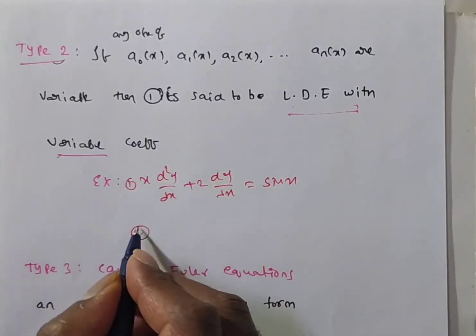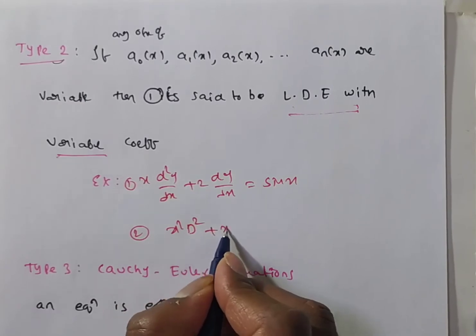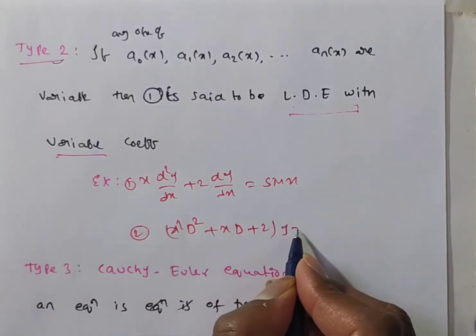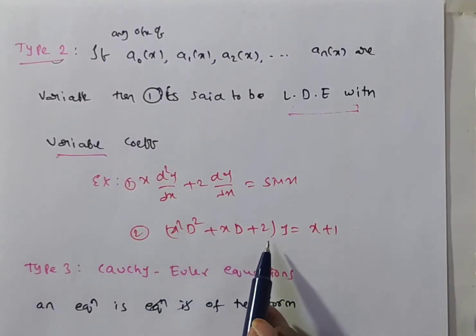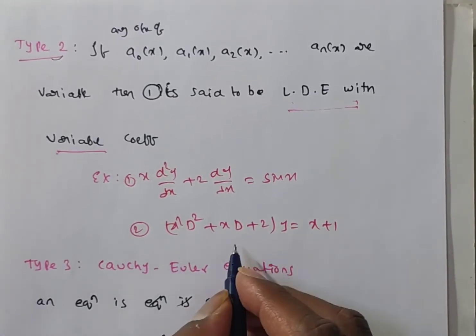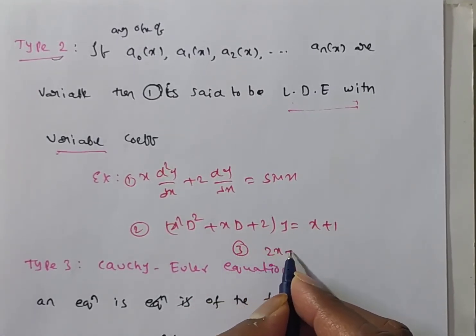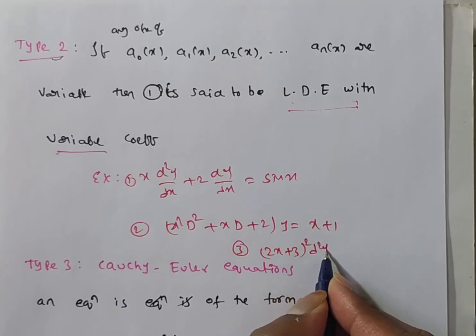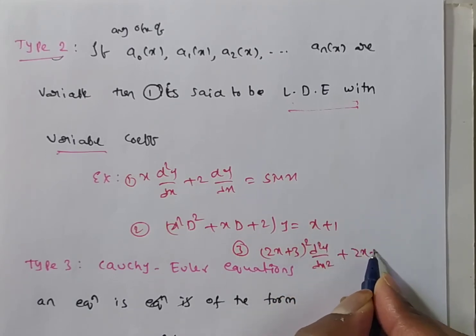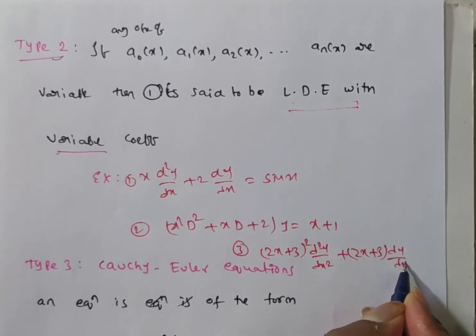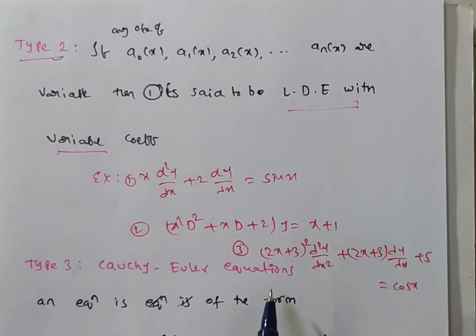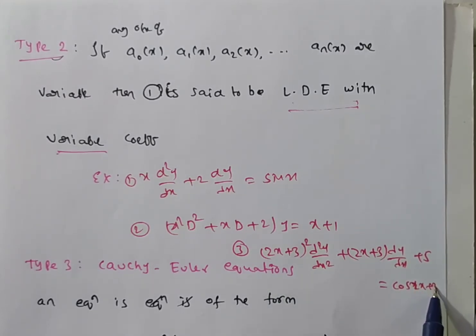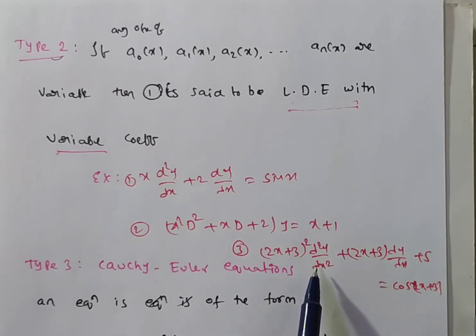Next, one more example: x square into D square plus x into D plus 2, applied to y, is equal to x plus 1. Friends, here this is also a linear differential equation with variable coefficients. And one more example: 2x plus 3 whole square into d square y by dx square plus 2x plus 3 into dy by dx plus 5y is equal to cos x. This is also an example of a linear differential equation with variable coefficients, right?